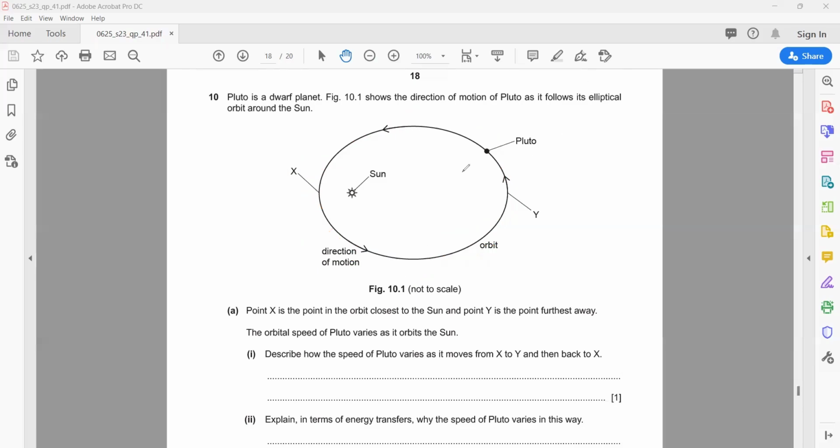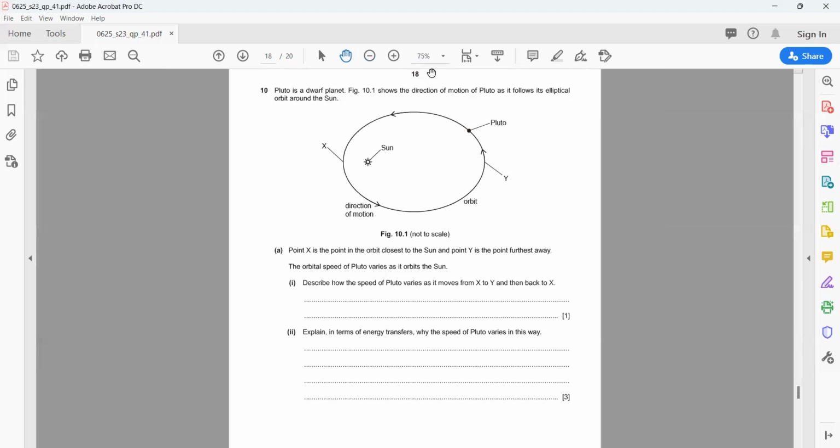So how do you define that one? You say when it moves from X to Y, speed decreases. And when it moves from Y to X, speed increases. Okay. Got it? Sure. Okay, next.